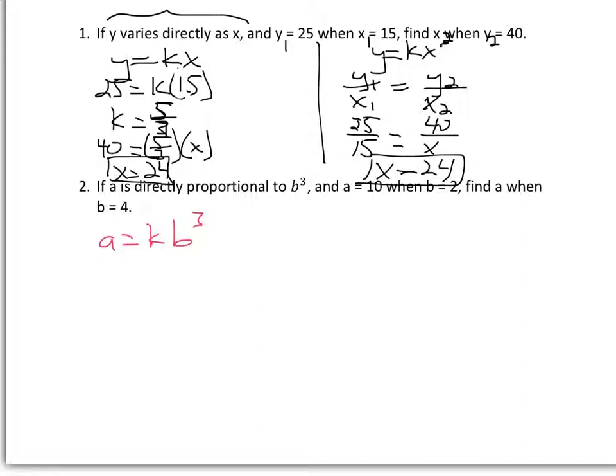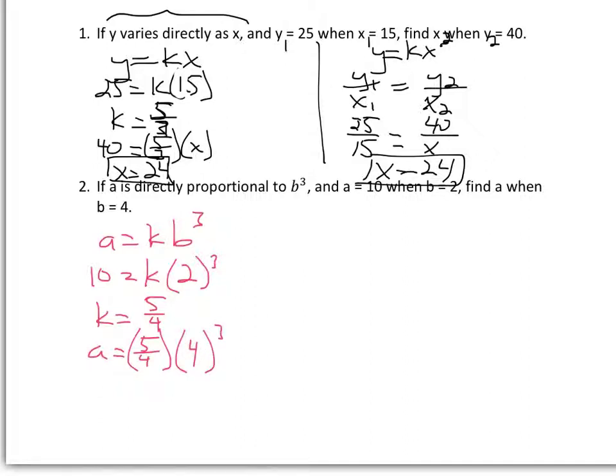The first way is to plug in what we have. So a equals 10, b equals 2. So k times 2 cubed. 2 cubed is 8. So we divide by 8, and k equals 10 over 8, which is 5/4. Now we use that 5/4 to solve for a when b equals 4. So a equals 5/4 times 4 cubed.